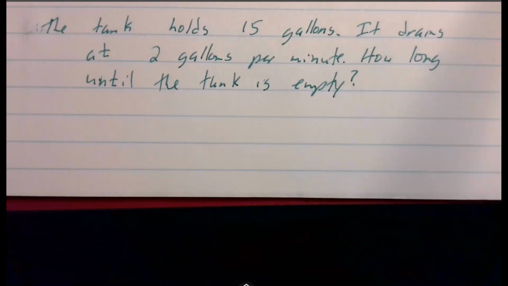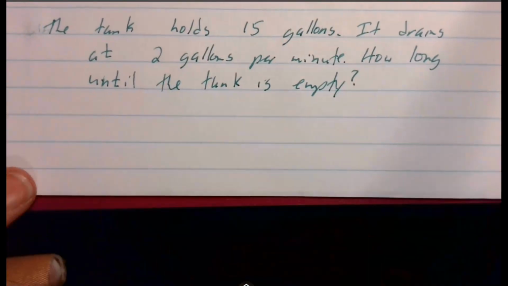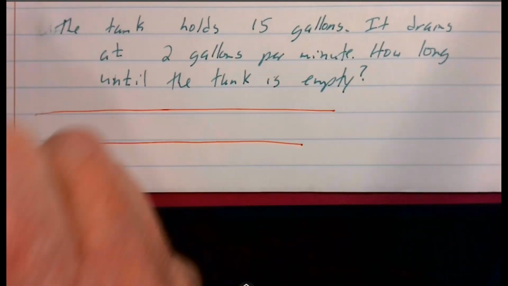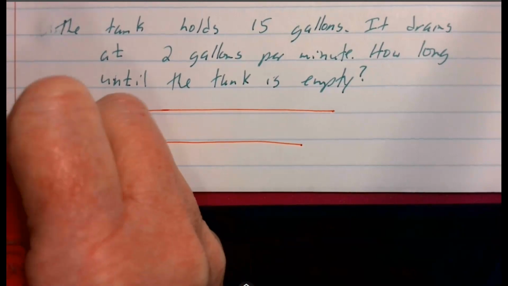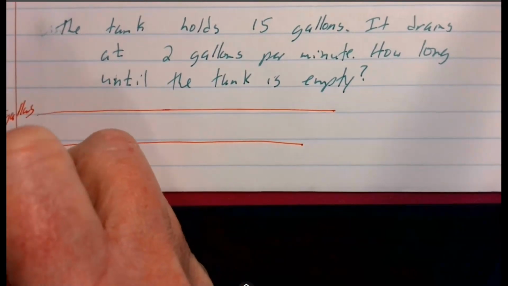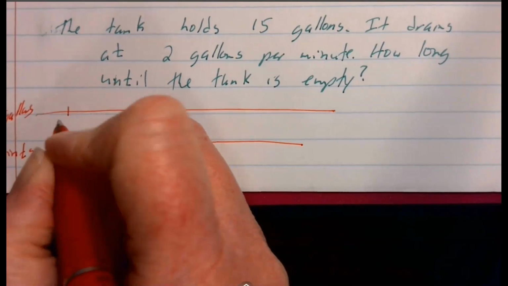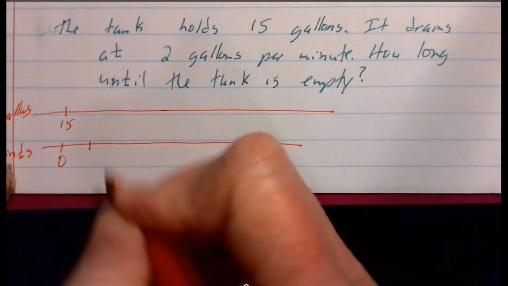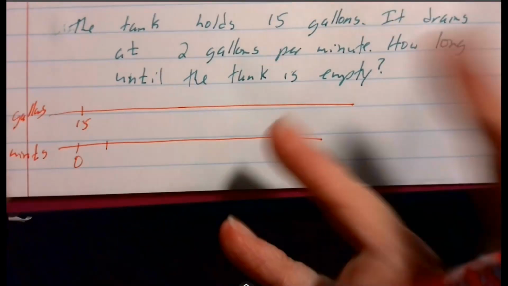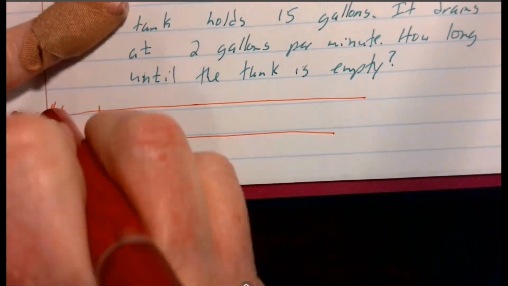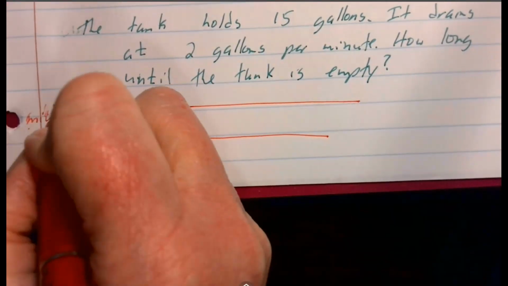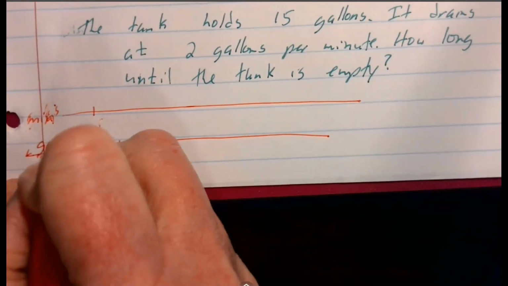Okay, so this is another example. I'm just going to do a quick little double number line, and we're going to go with gallons up here, minutes down here, because it doesn't really matter. At 15 gallons, I'm at 0 minutes. It would have been smarter to put these in a different order. Hey, you know what? I can erase. So I'm going to put minutes up top. For some reason, that makes more sense to me. And I'm going to put gallons down here.